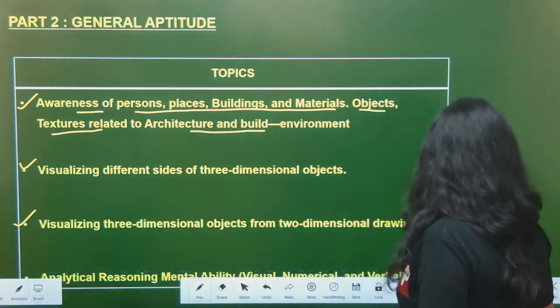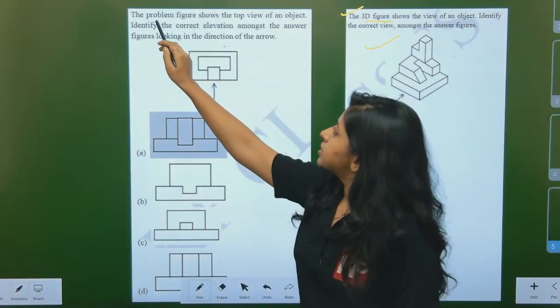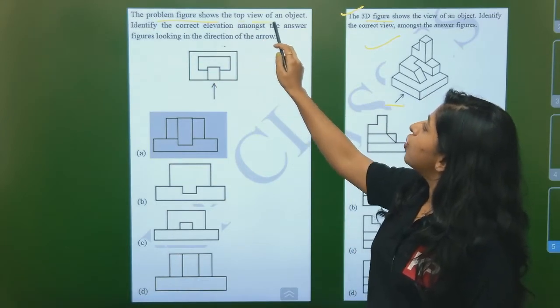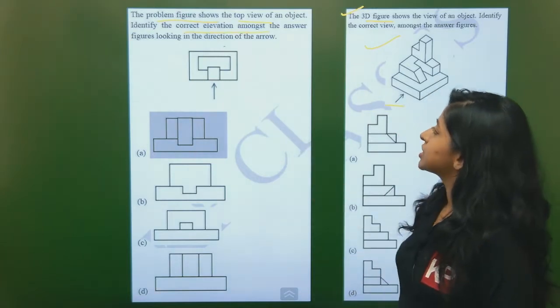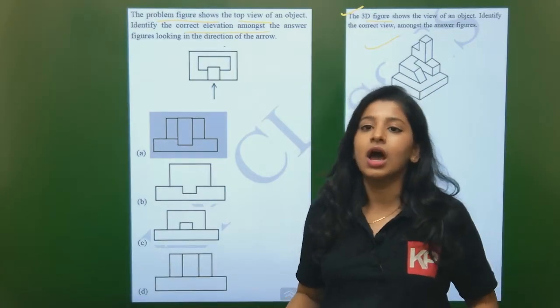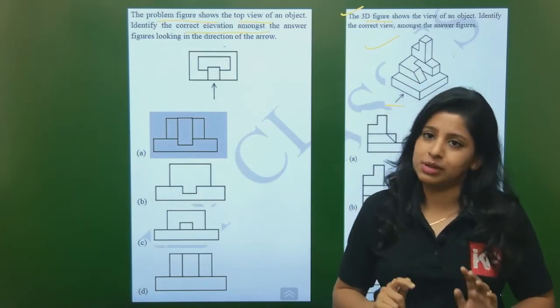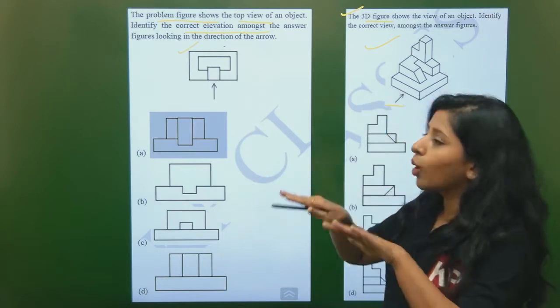For example, let's look at another question to get a better understanding. What does the question say? The problem figure shows the top view of an object. Identify the correct elevation among the answers. Elevation is basically how a building, or any object, looks from the front. Basically that's your elevation.